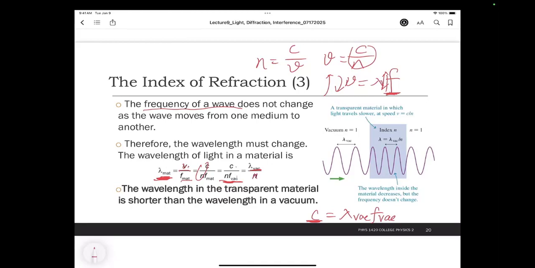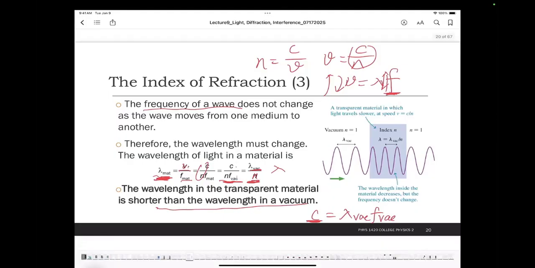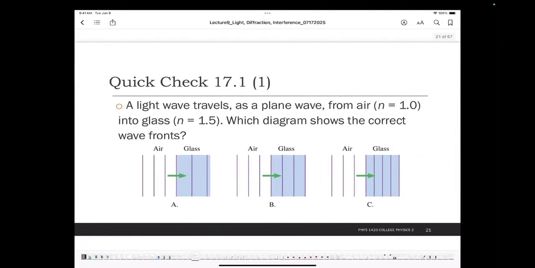Does it make sense for you? Because n is always greater than 1, the wavelength in a material will always be smaller than the wavelength in vacuum. So the wavelength in a transparent material is shorter than the wavelength in vacuum. We have talked about this. Okay, let's continue and review some quick check questions.